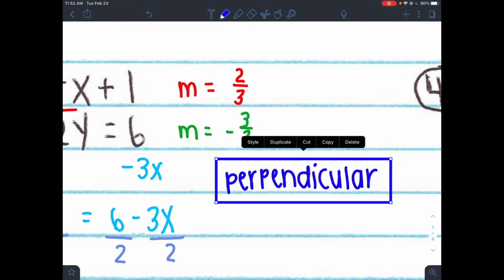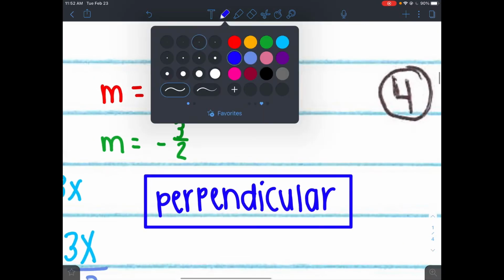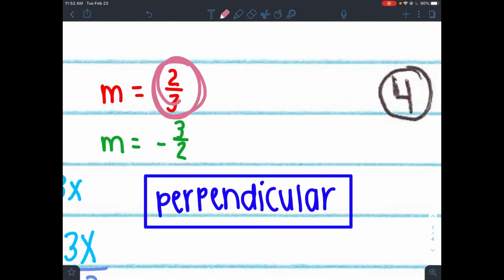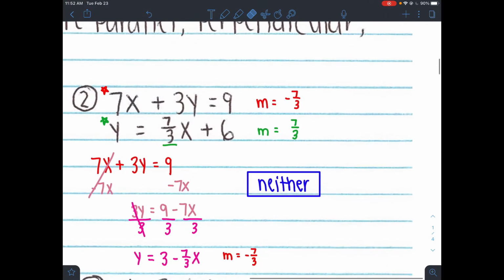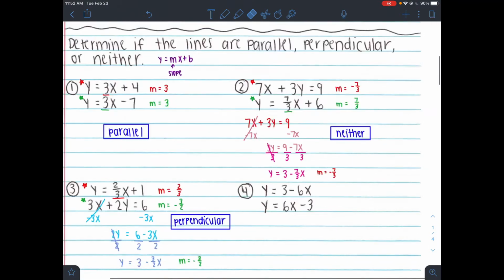Okay. So again, let me go through the process of that. If I have 2/3, I want to make an opposite reciprocal slope, that would be negative and then flip the fraction, 3/2, which is exactly what we have here, which means these lines are perpendicular to each other. Opposite signs and reciprocal, so they have to be flipped fractions also. That's why number 2 didn't work out. It was opposite signs, but they weren't reciprocals of each other.